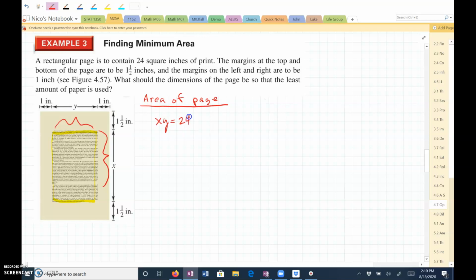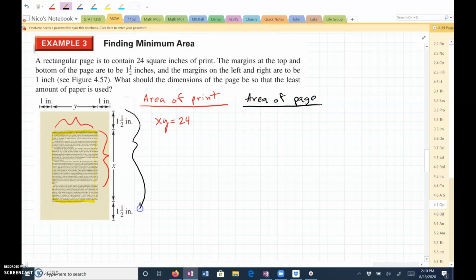equals 24. Then it says the margins at the top and the bottom are to be 1.5 inches. The margins on the left and right are to be 1 inch. What should the dimensions of the page be so that the least amount of paper is used? So we've got the area of page, that's wrong. This should be area of print. And then area of page.